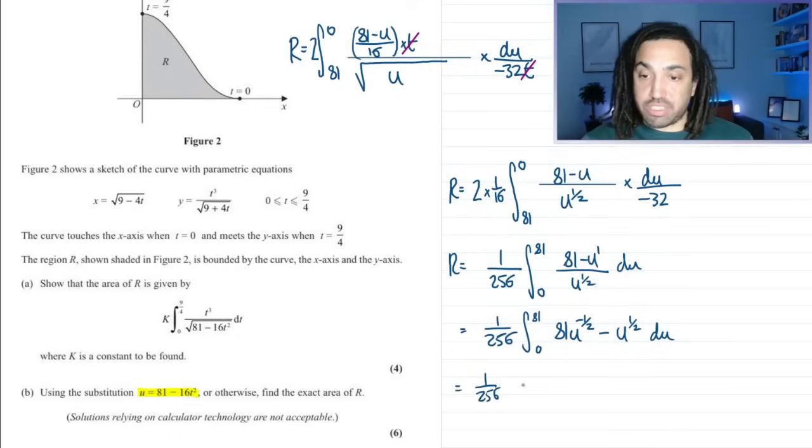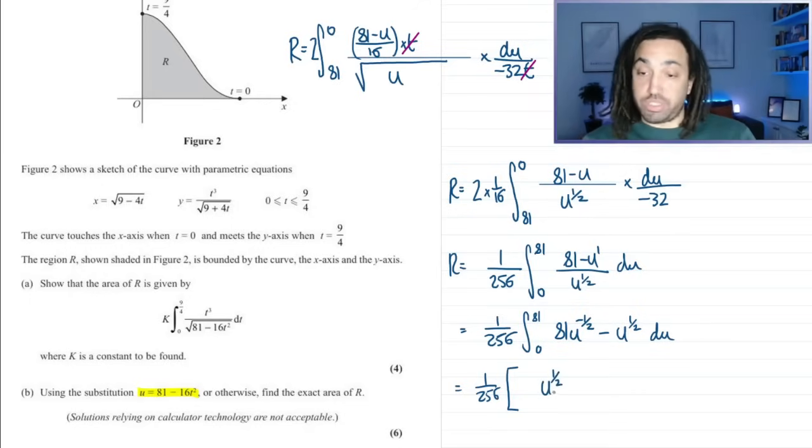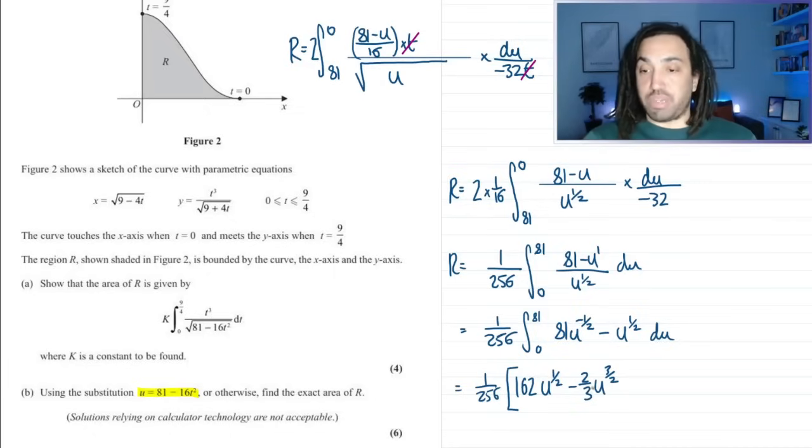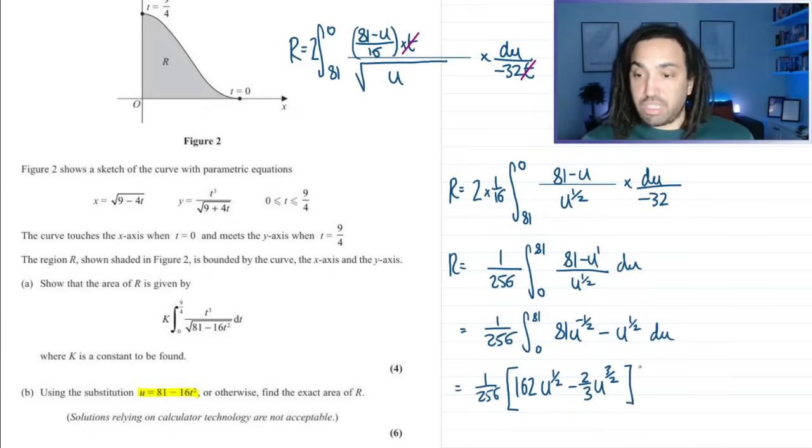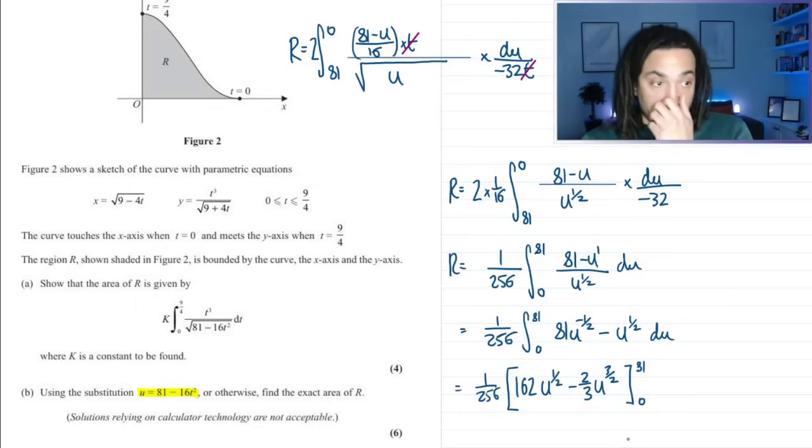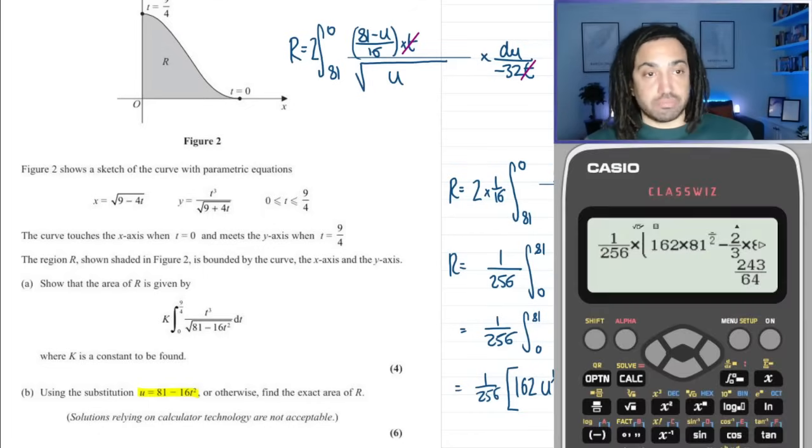Okay, fantastic. So now we can do the big square brackets and actually integrate this. So up the power by 1 goes to u to the half. Divide by the new power, we're dividing by a half, which is the same as timesing by 2, which is 162. And then up the power u to the 3 over 2, so up it by 1, and then divide by the new power, which is going to be the same as timesing by 2 over 3. And that's between 81 and 0. Okay, brilliant. This just needs to go into the calculator now.